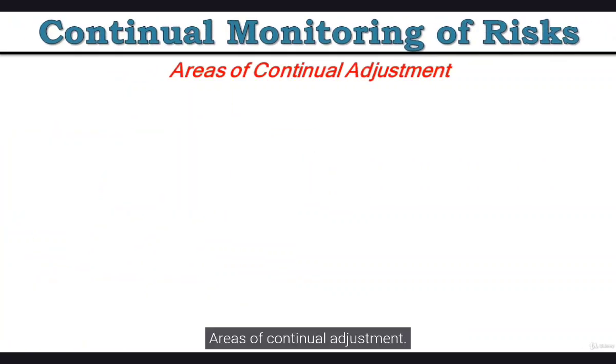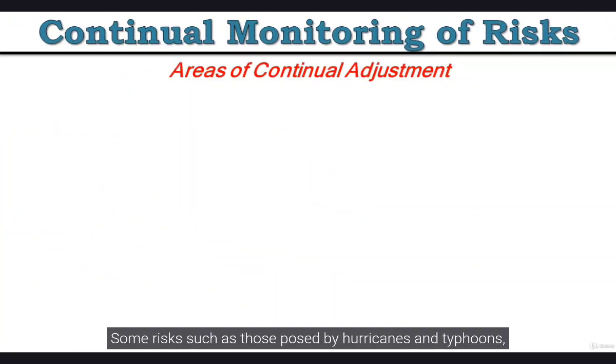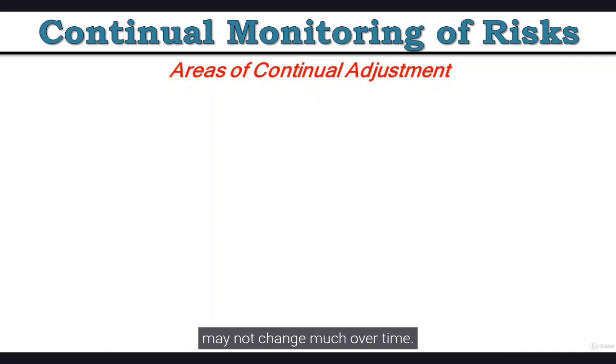Areas of continual adjustment. Some risks, such as those posed by hurricanes and typhoons, may not change much over time. Other risks that organizations face, such as those inherent in their processes, suppliers, or their regulatory environment, can change. As a result, firms need to monitor risks and how to address them over time. As just one example of this, we will review the nature of regulatory risks and how organizations can respond to and monitor it.